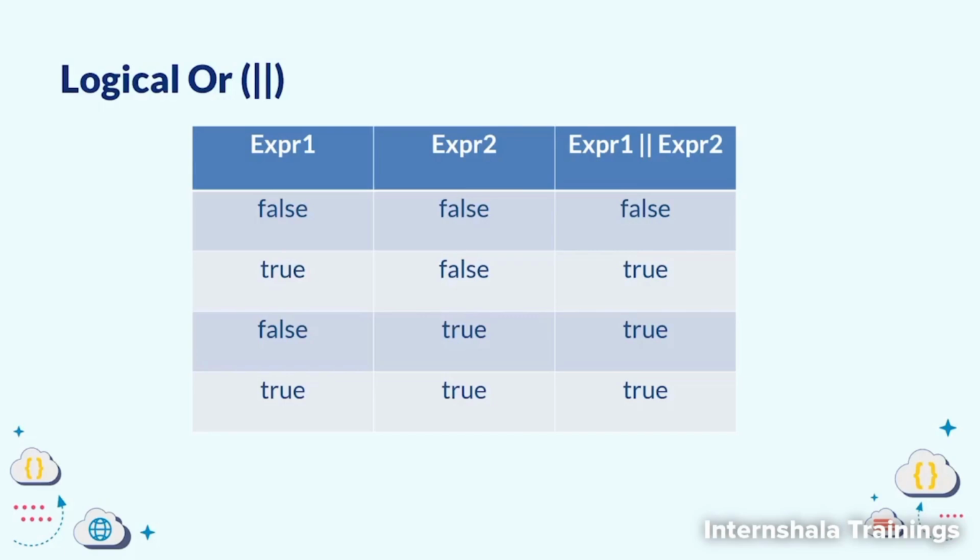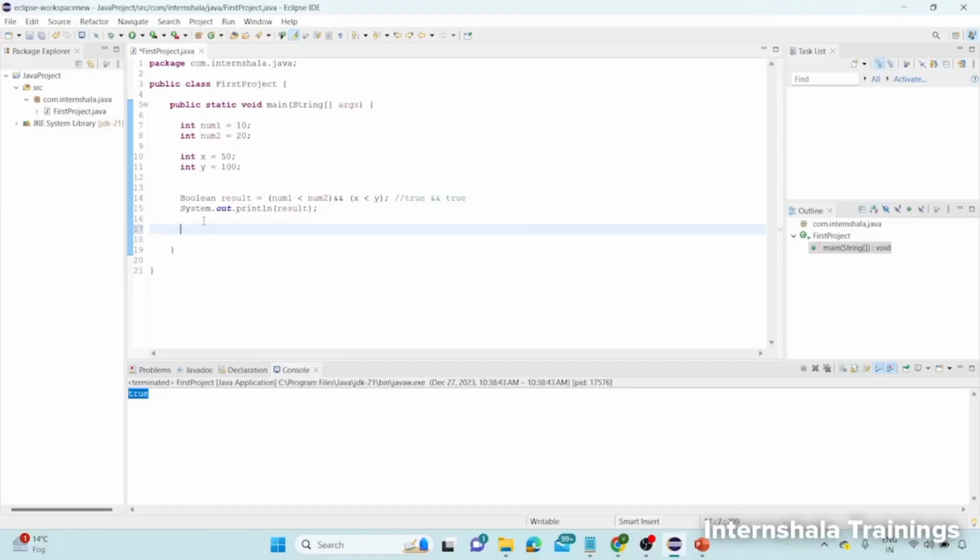Let's move to the IDE and check the example for the same. Now, using the same example, let's say this time we want to combine the conditions using the OR operator. So let's copy this one and paste it here. And here we will be using the logical OR operator. We will be combining them using OR. Now here, let's name the variable result1. So here num1 less than num2, this is true. This is true, and we have combined them using logical OR.